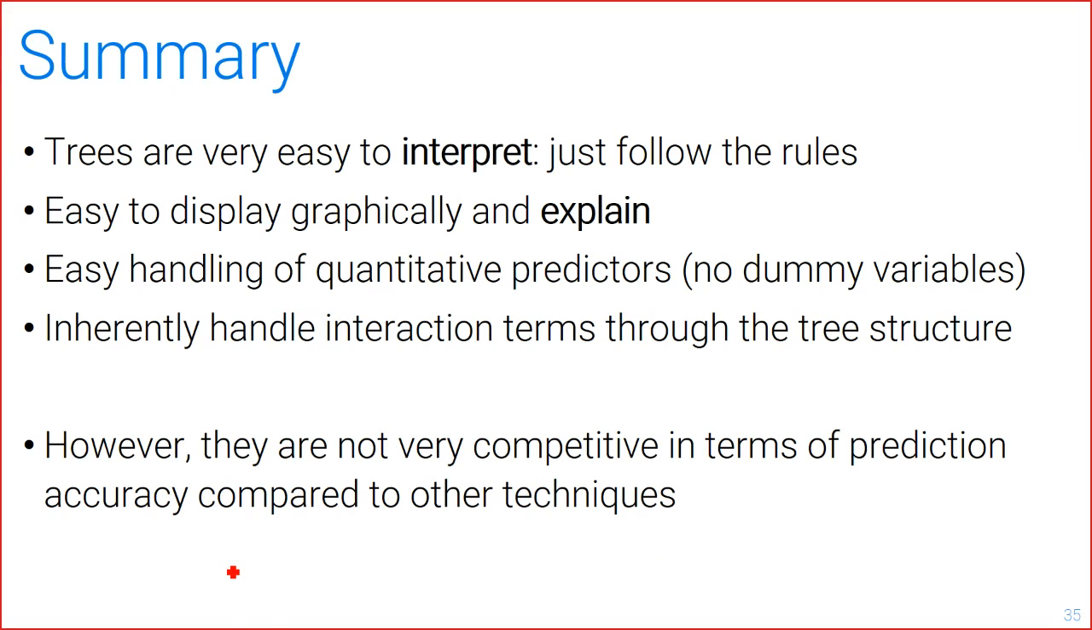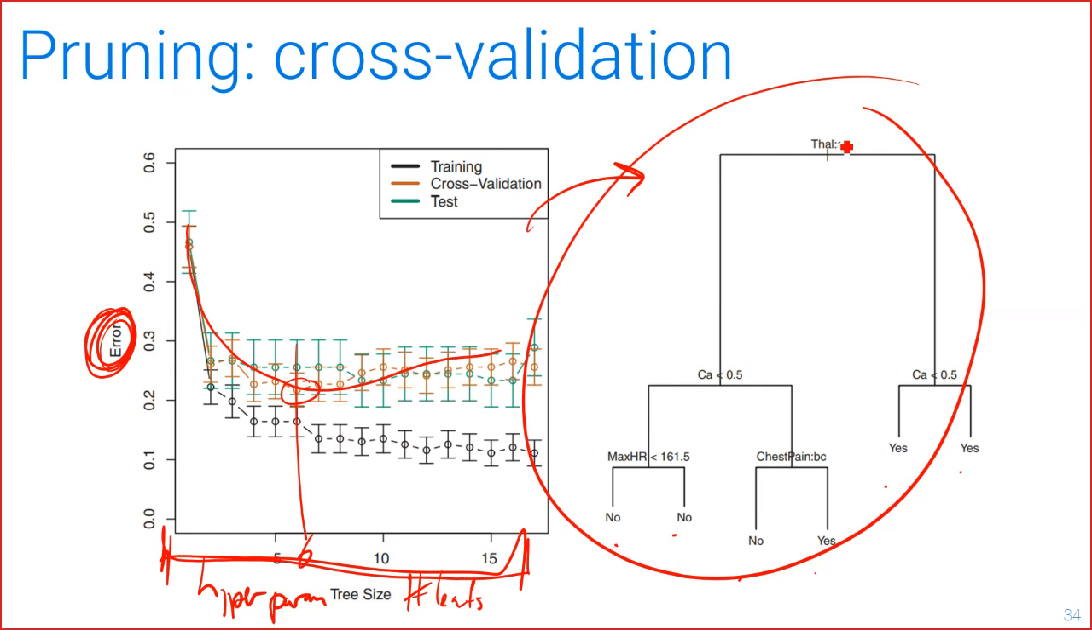If we have any categorical predictor, like in here, it's just going to say, are you, value A, B, C, D, things like that. Then you go this direction. Otherwise, you go this other direction. We don't need to use any dummy variables.